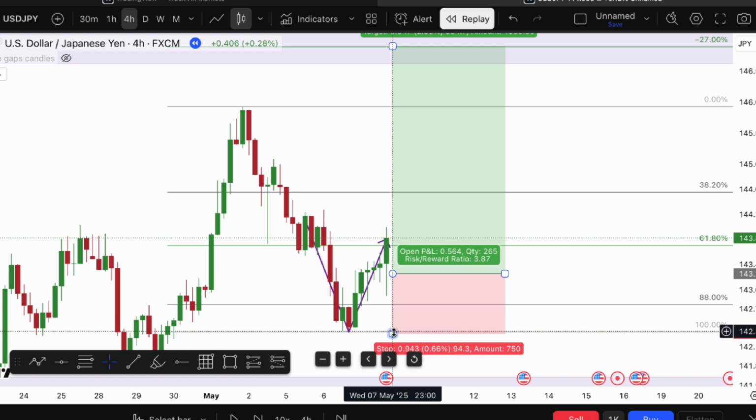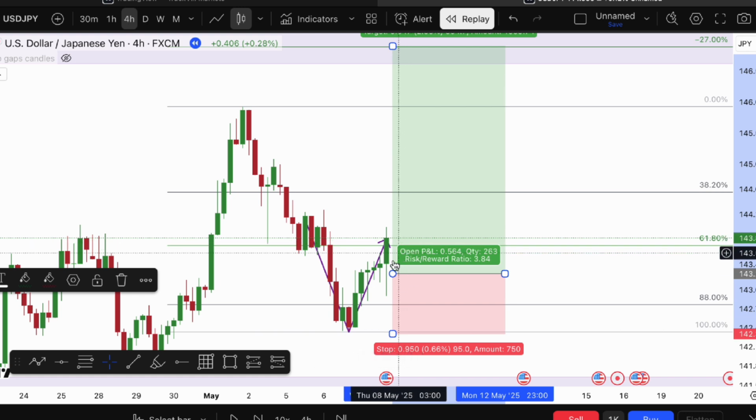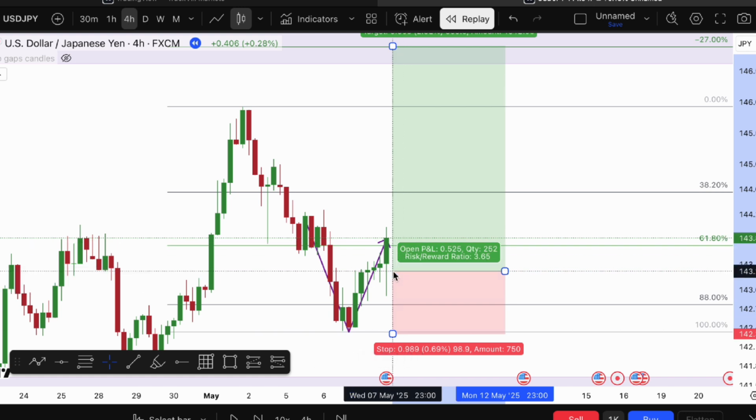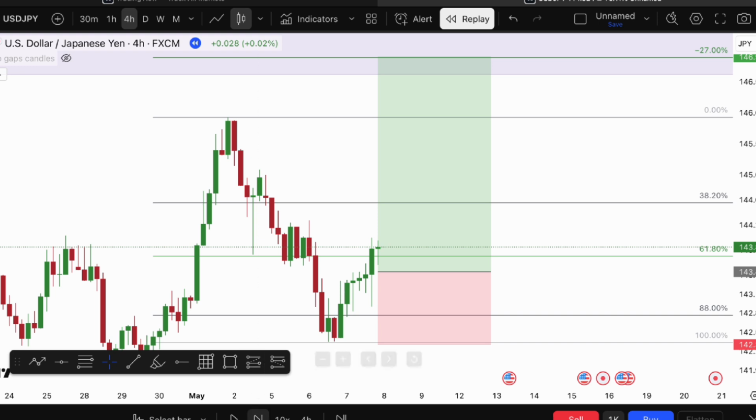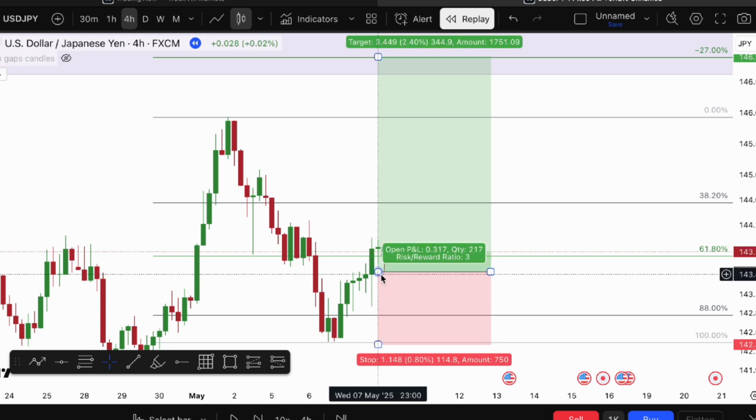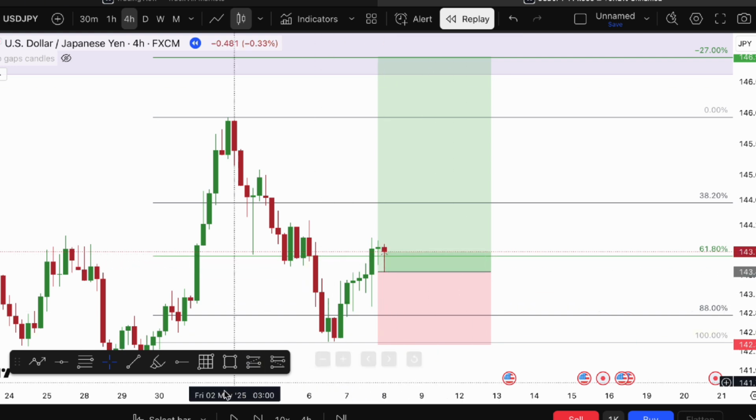So in this case, my stop loss is going to be beneath the 100 level, and my entry is going to be between the 61 and the 88 to create at least a 1 to 3. So right now, we're waiting until we get tagged inside of this trade. As you can see, we have now been tagged inside of this trade. You see it's still a 1 to 3.